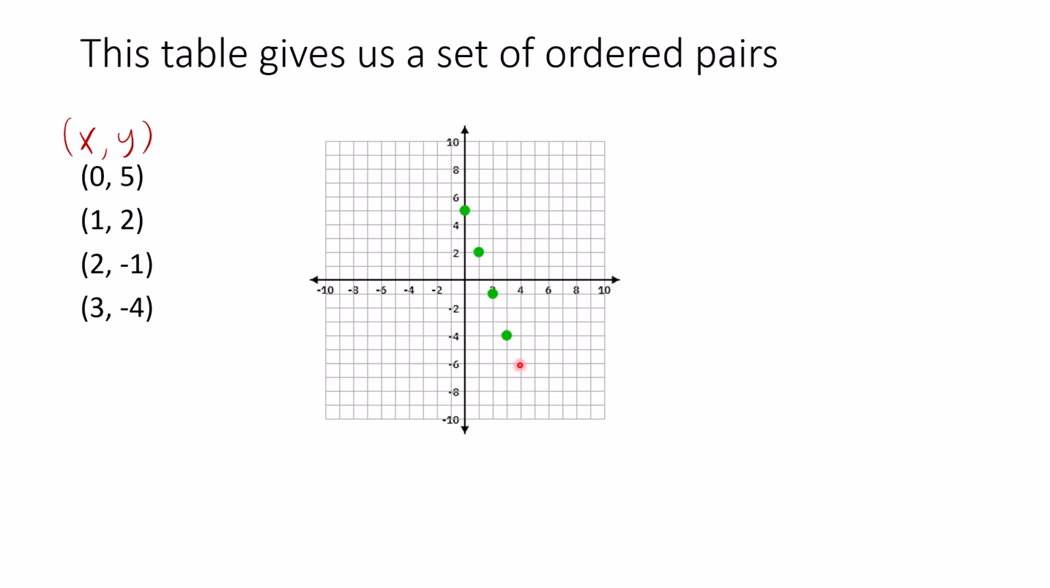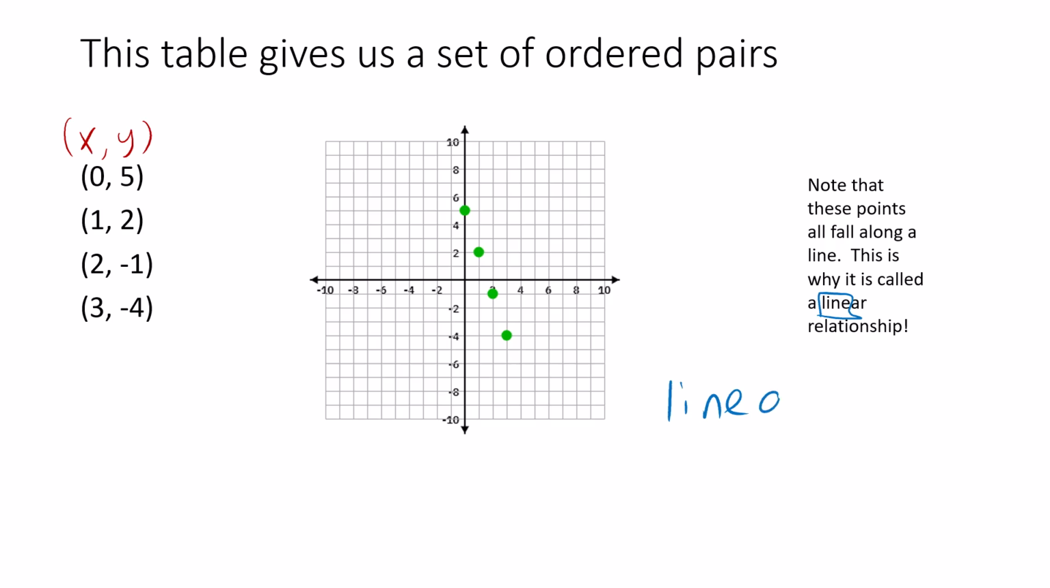And if you look at that, you can tell first off that the points are not scattered haphazardly. It's not like we ended up with numbers all over the place. The numbers all seem to be lining up. So note that these points fall along a line. That's why it's called a linear relationship. So the words here matter. In the word linear, you will see the word line. So line-ear, okay? And that is the word linear.